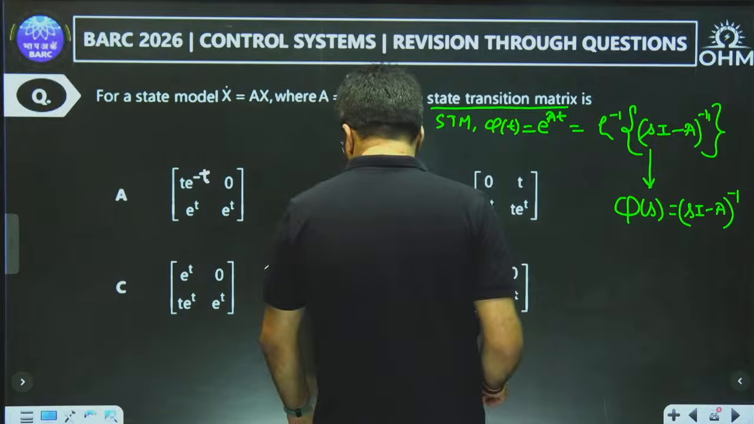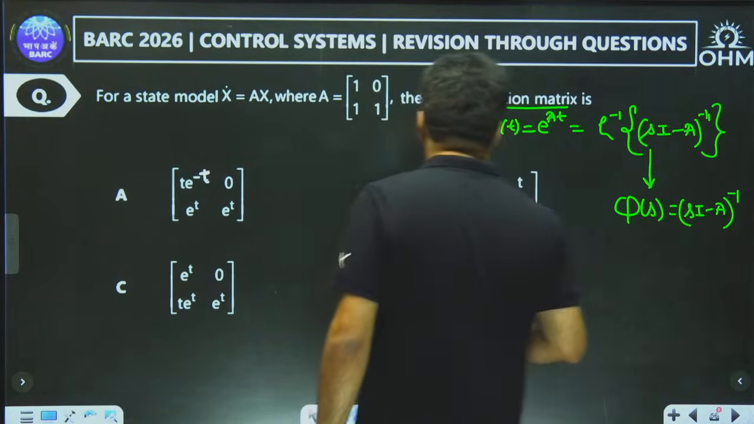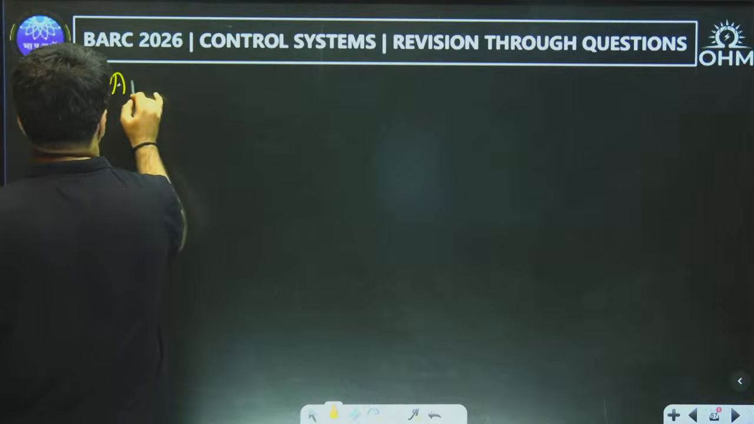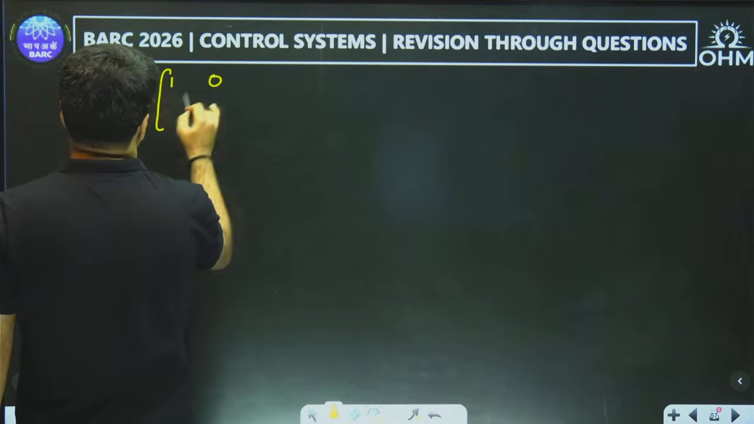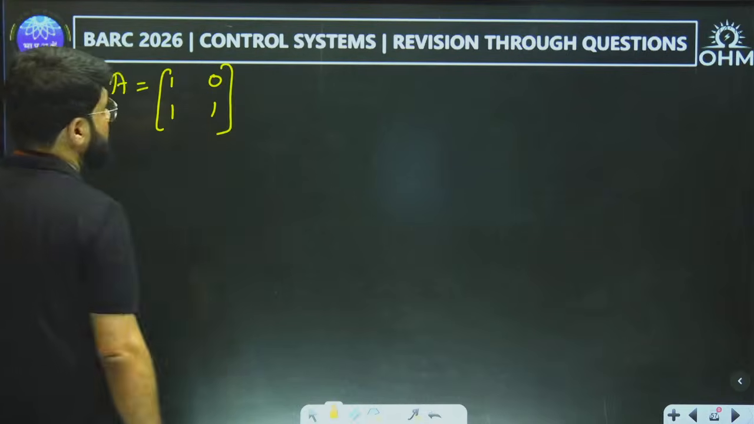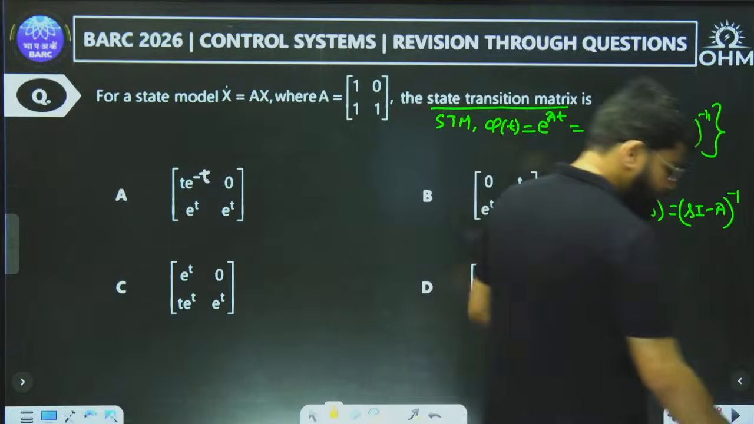Now, please come up and follow with me. What is the A matrix given to me? 1, 0, 1, 1.